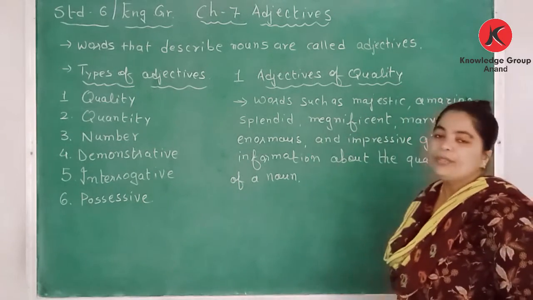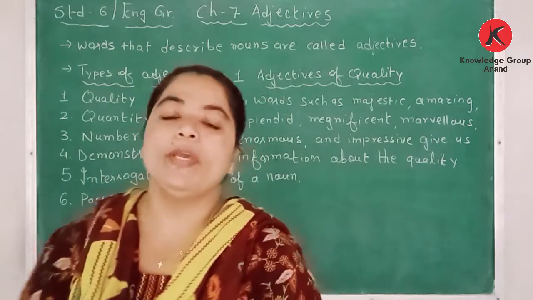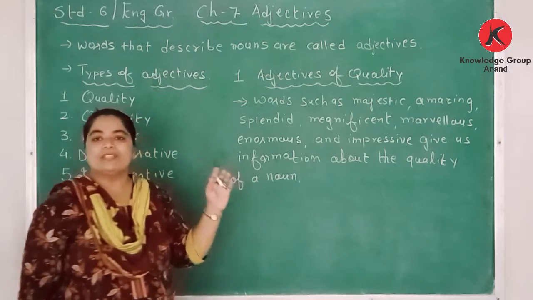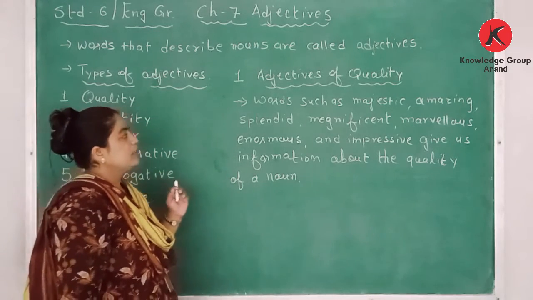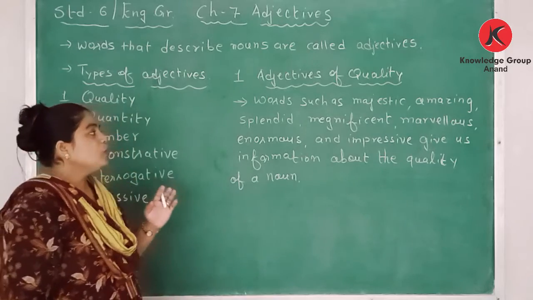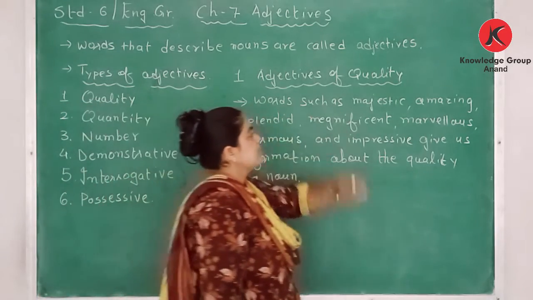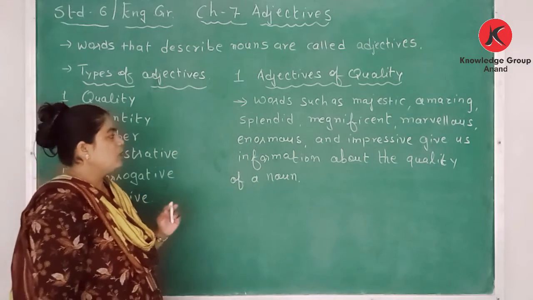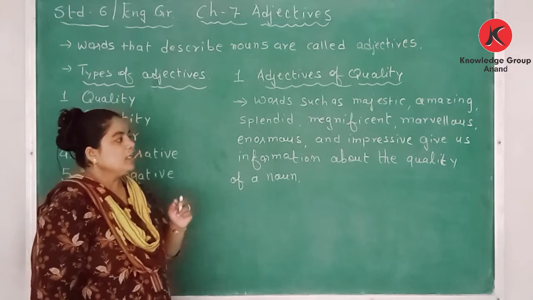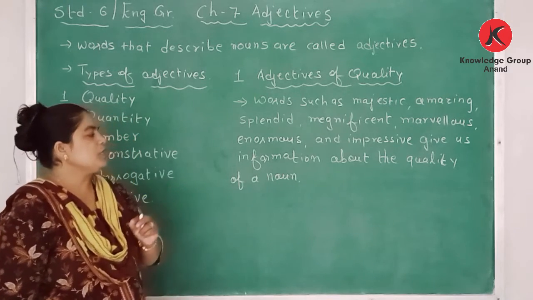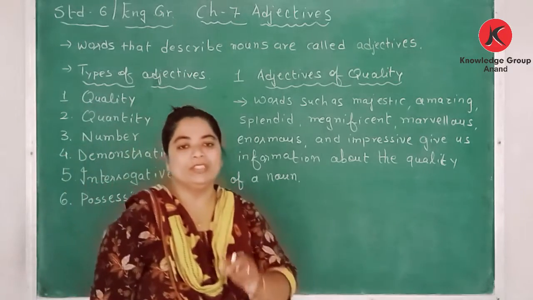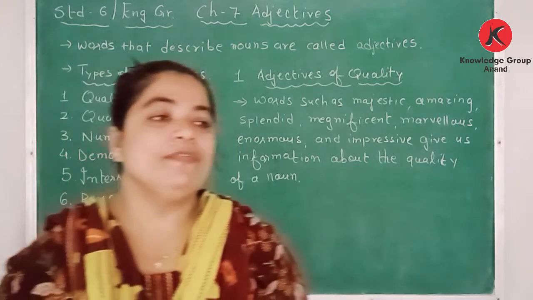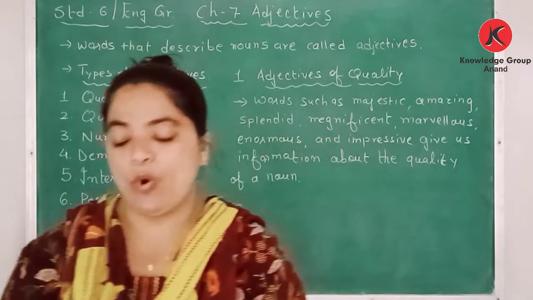Going through the types of adjectives, today we will be going through the first, that is adjectives of quality. The first one is adjectives of quality. How does it qualify a noun? Through which words? Words such as majestic, amazing, splendid, magnificent, marvelous, enormous and impressive give us information about the quality of a noun.